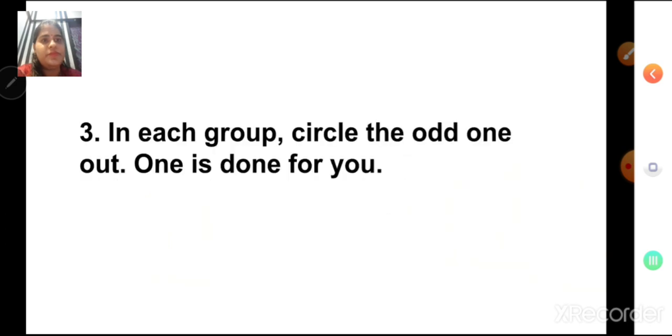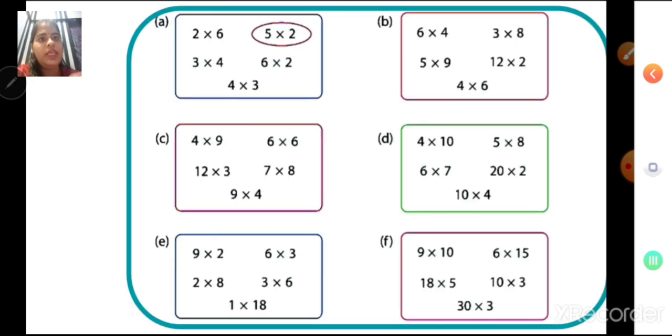Now let us move on to question number 3. In each group, circle the odd one out. One is done for you. Now, you have to circle the odd one out. Okay. The first one, if you can see, 2 into 6. 2 6s are 12. Okay. 3 4s are also 12. 4 3s are 12. 6 2s are 12. 5 2s are 10. So that means this is the odd one out. You have to circle it. Okay, children.